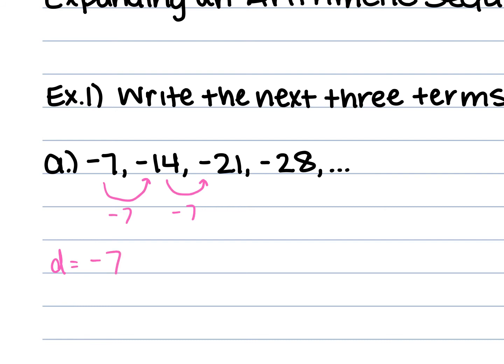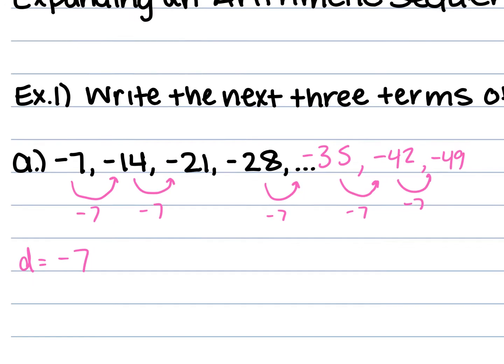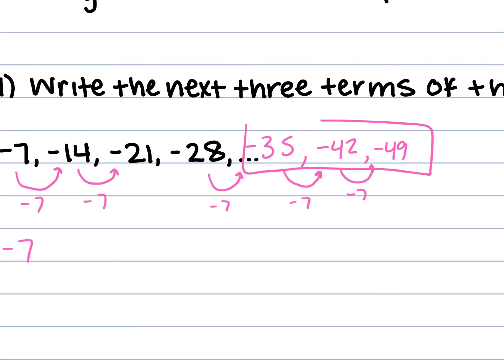Now this asks us for the next 3 terms. If I subtract 7 from negative 28, what would I get? Negative 35. Perfect. If I subtract 7 again, what would I get? Negative 42. And if I subtract 7 again? Negative 49. Awesome. So these would be the next 3 terms in our sequence.